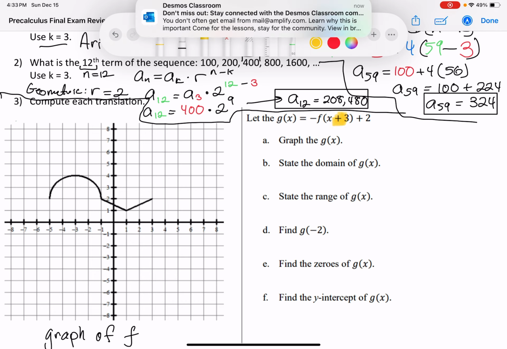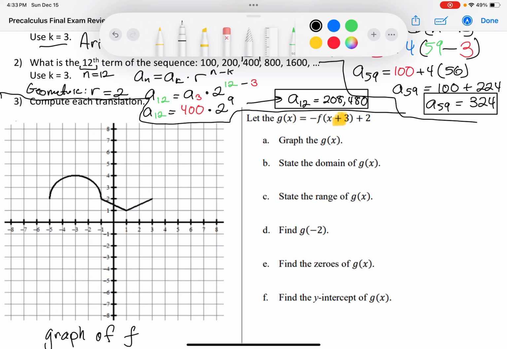We have a plus 3 inside of the parentheses, right? So that is a horizontal translation. That means move left 3 units. Then we have a negative sign being multiplied in front of the function, and that indicates a reflection. And that is a reflection across the x-axis. So reflect across x-axis.